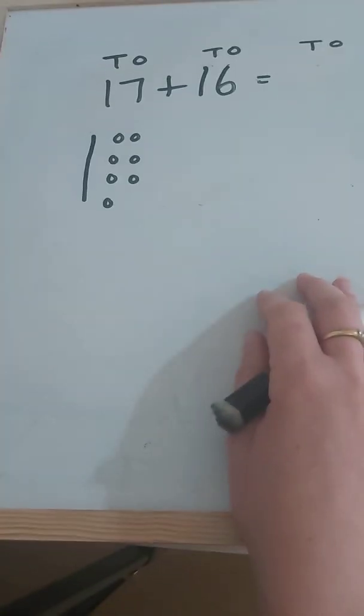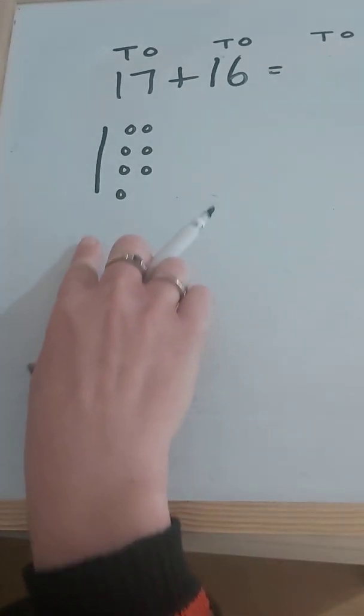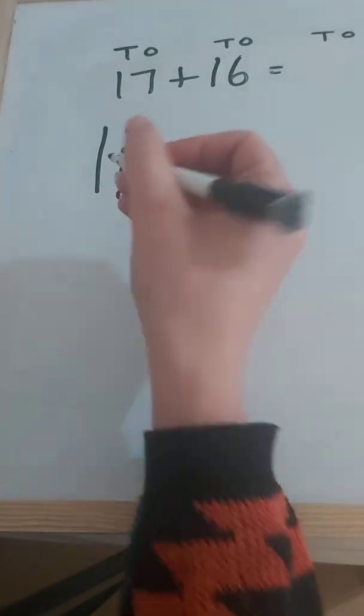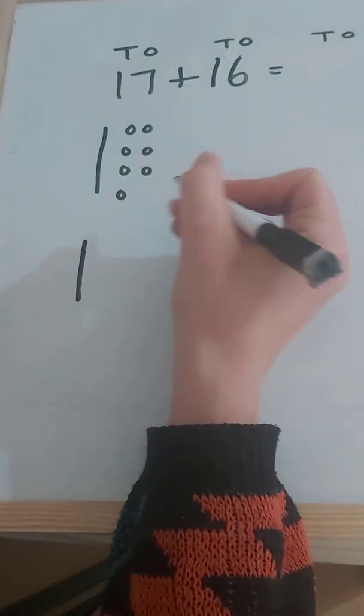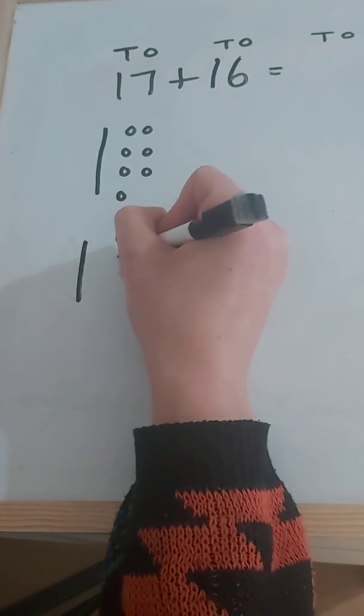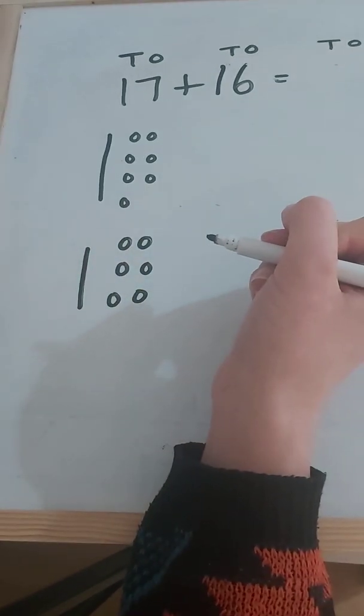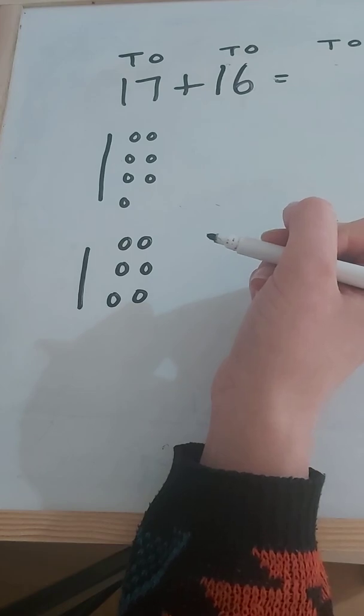We're going to draw our 16, but this time when I draw, I'm not going to draw it underneath. I'm going to draw it under here, and you'll see why in a moment. I'm going to draw underneath this picture. So I'm going to draw my 16, 1 10 and 6 1s. Okay, this is going to help me in a minute.